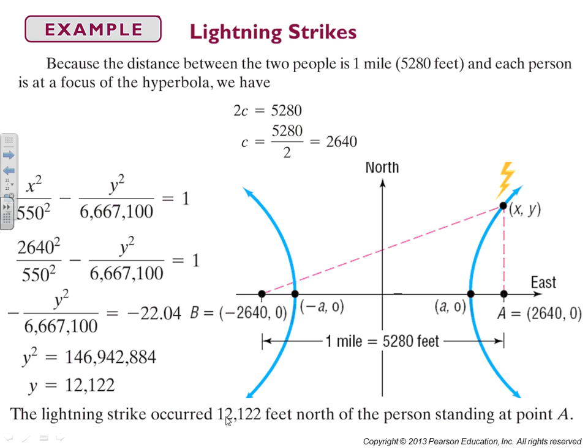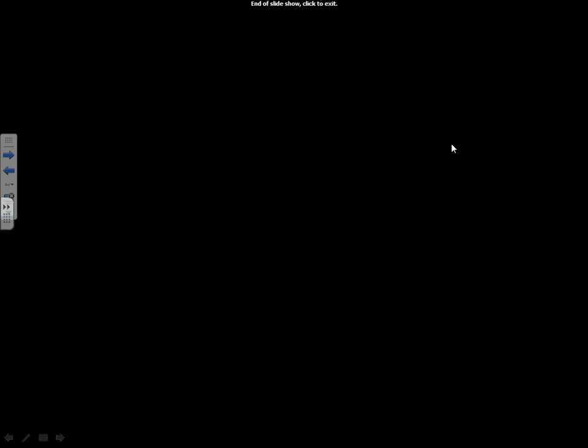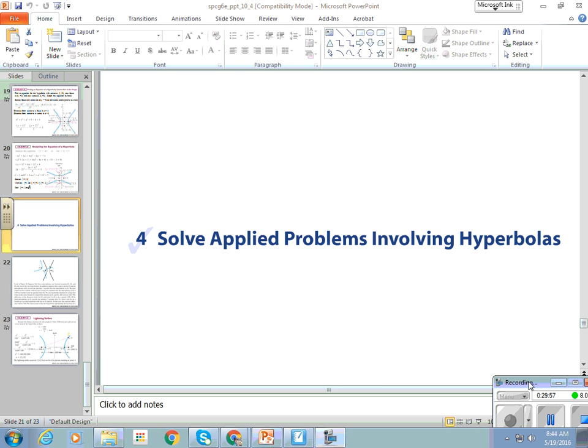So the lightning occurred 12,122 feet north of the person standing at point A. And that is all we have for today.